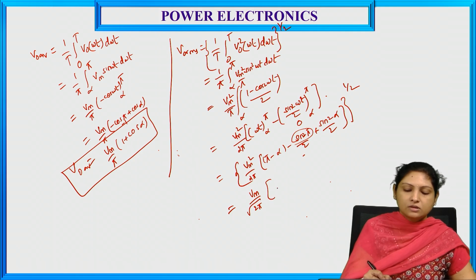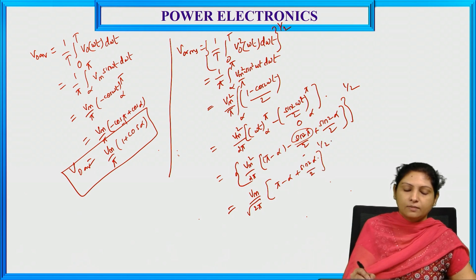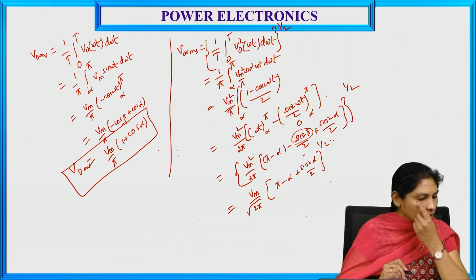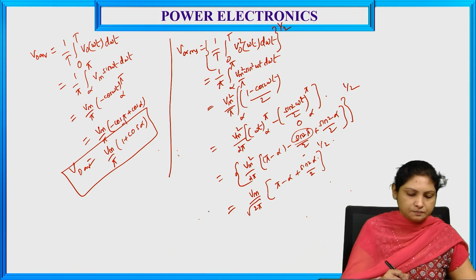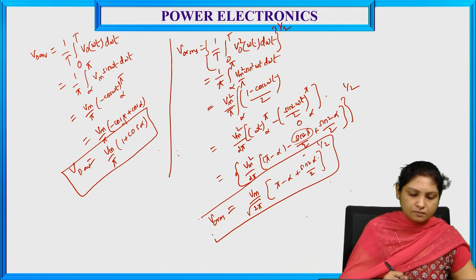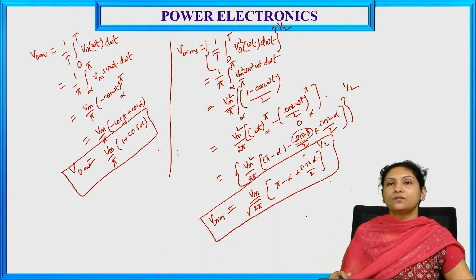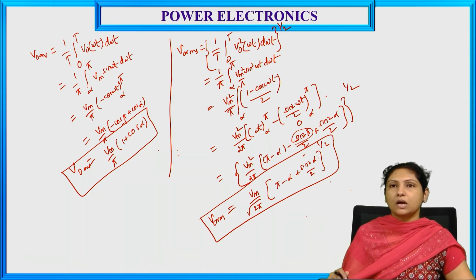and here this is pi minus alpha and this 0 plus sine 2 alpha by 2, whole to the power of 1 by 2. This is the V0 RMS expression for single phase full wave midpoint converter with R load.